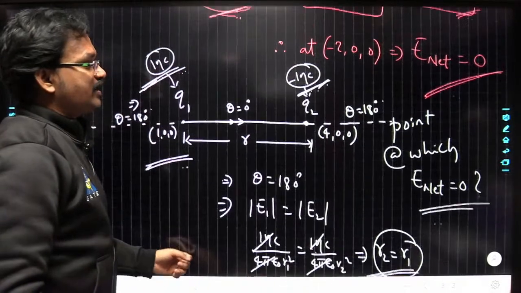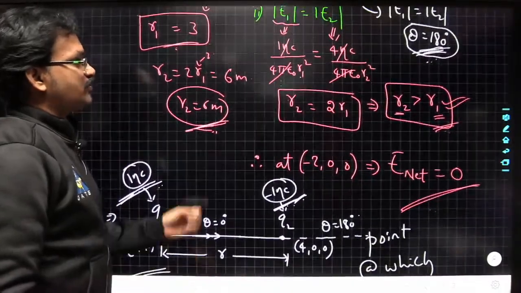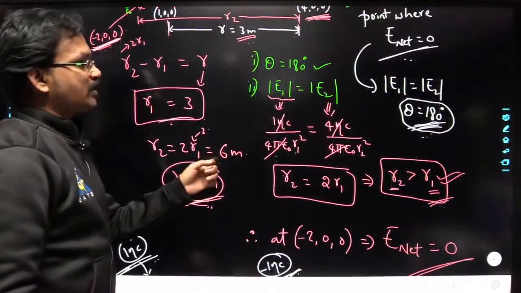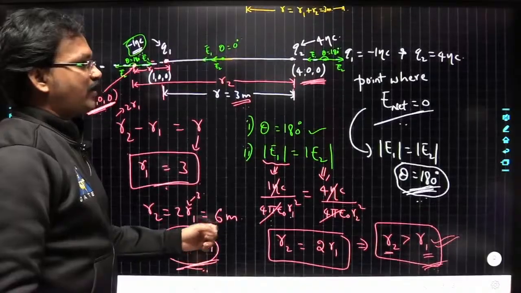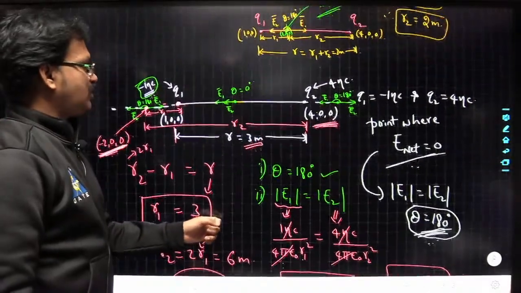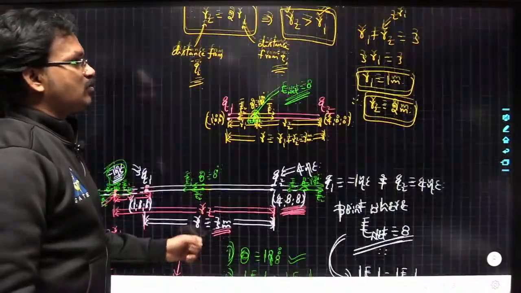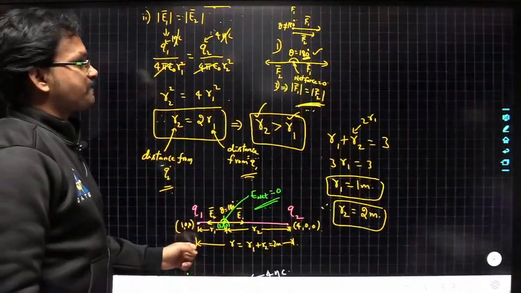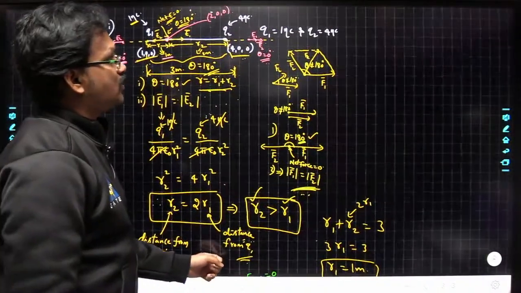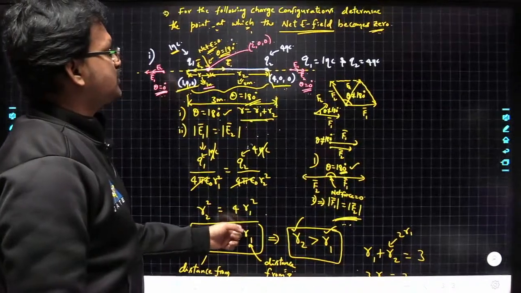So these are the different charge configurations for which we have determined the point where the net electric field becomes equal to 0. I hope you have understood these problems.